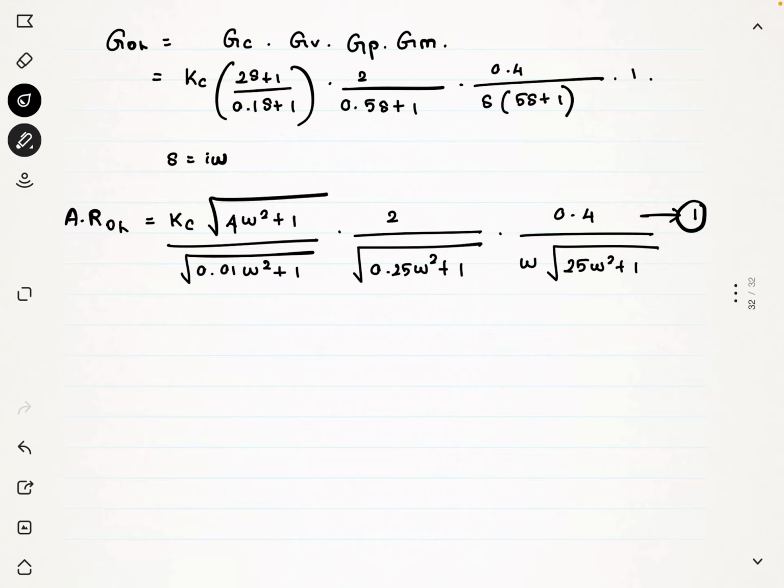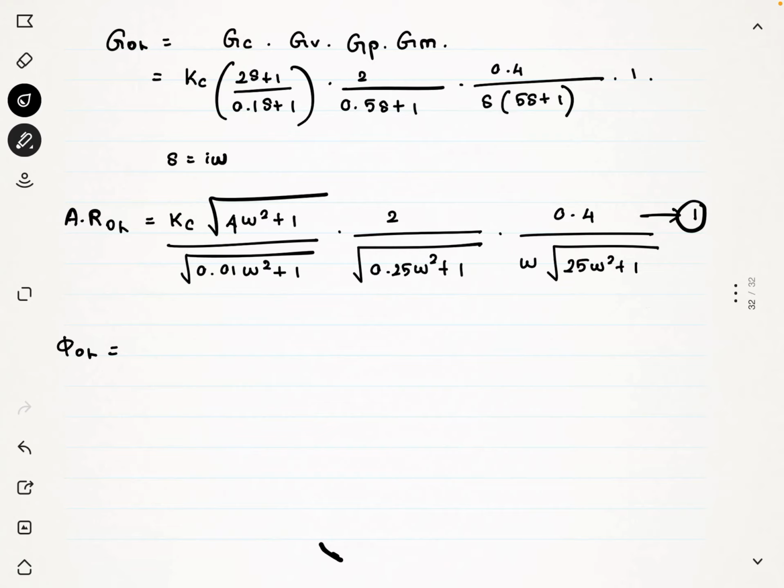And now we'll write the equation for the phase angle. So this is the first thing you have to do. If you are given any problem to solve in the frequency response chapter, you will first write the amplitude ratio of the open loop and also the phase angle of the open loop, and then you can use the given information in the question to compute whichever value you want.